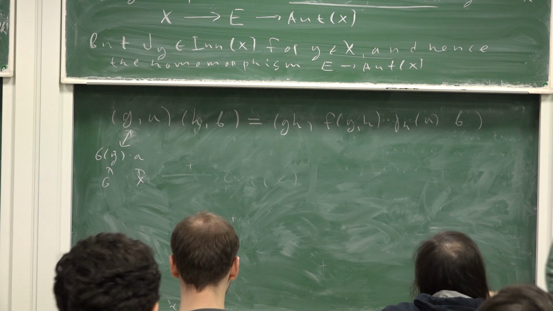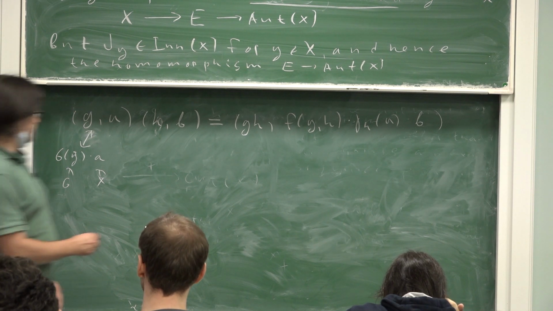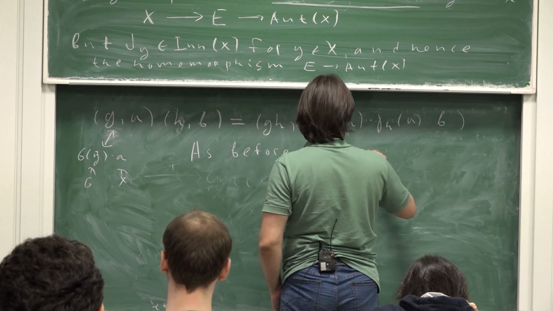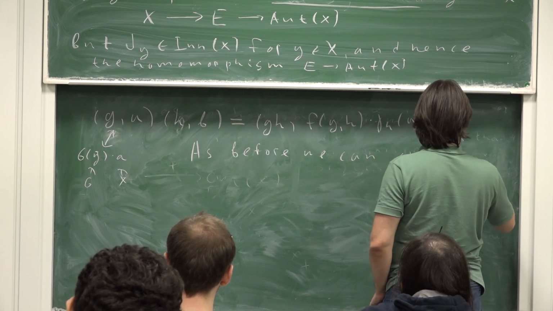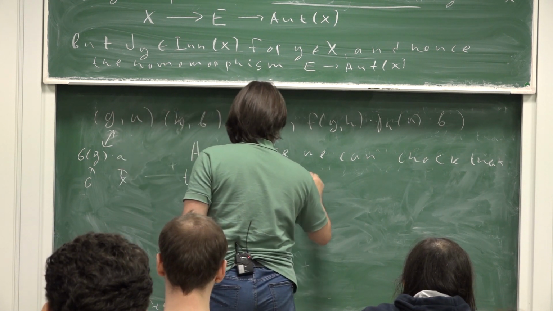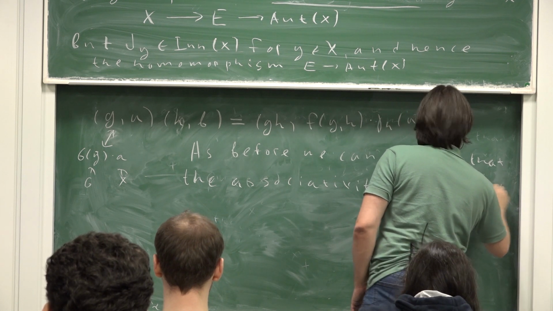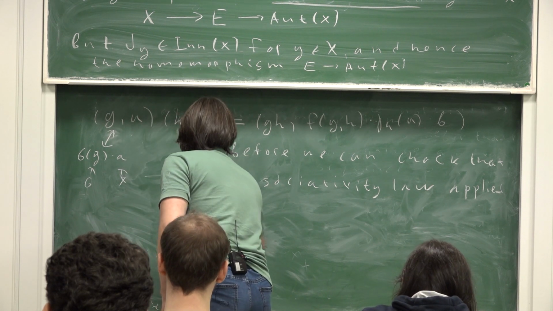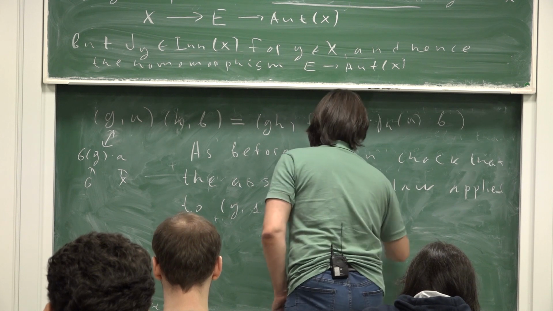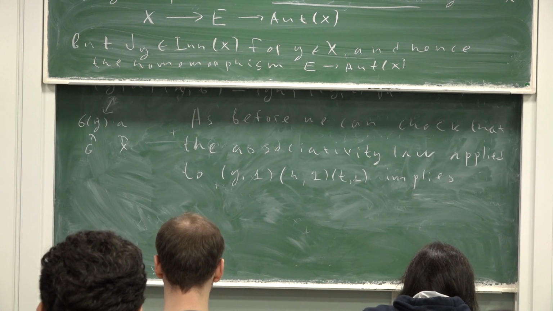Well, so as before, we can check that the associativity law applied to the elements G1, H1, T1 implies something like the same thing as before, but now the order is important.